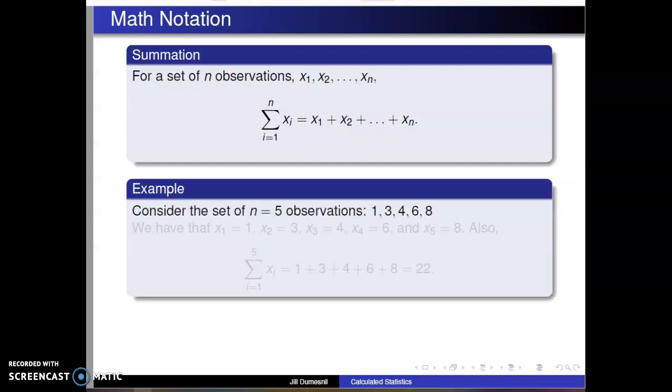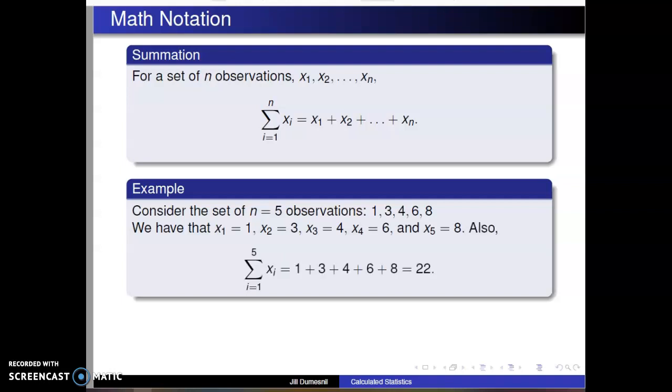For the 5 observations, 1, 3, 4, 6, and 8, we have that x1 is 1, x2 is 3, x3 is 4, x4 is 6, and x5 is 8. So little x denotes an observation, and the subscripts 1, 2, 3, 4, 5 denote if it's the first, second, third, fourth, or fifth, and then that equals whatever the value is.